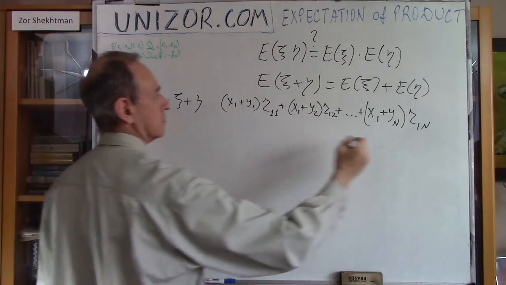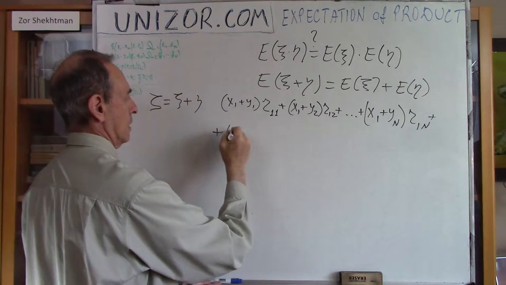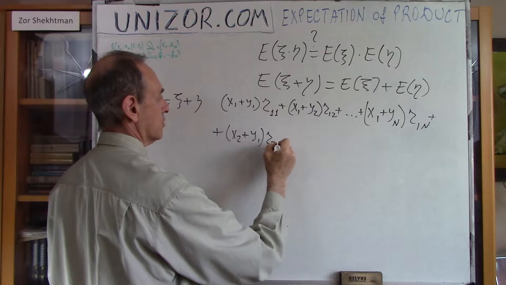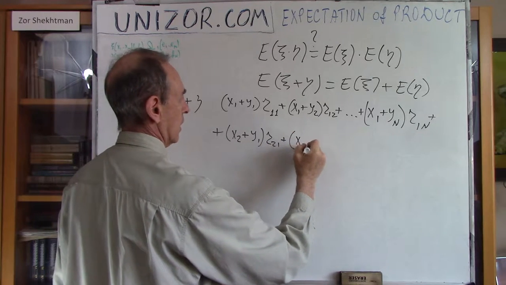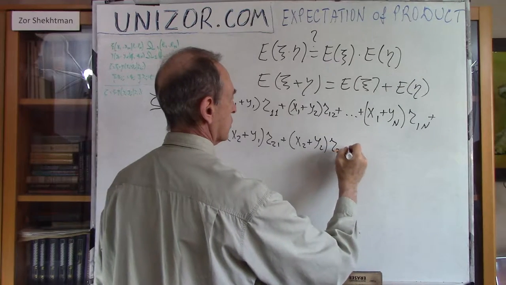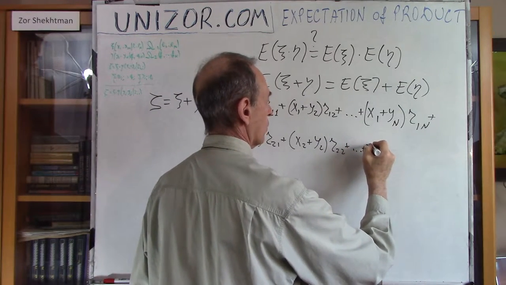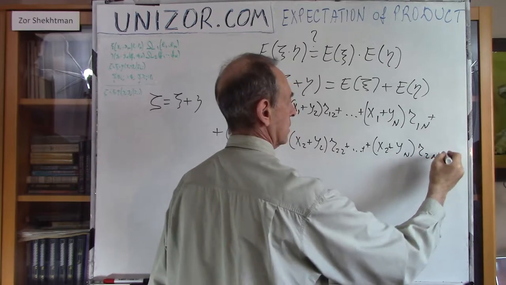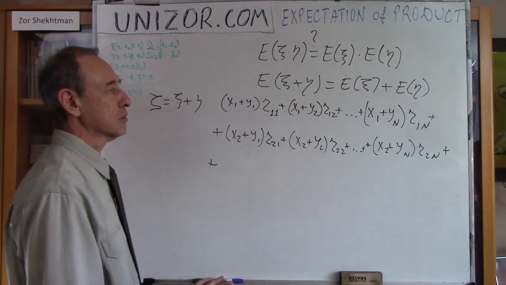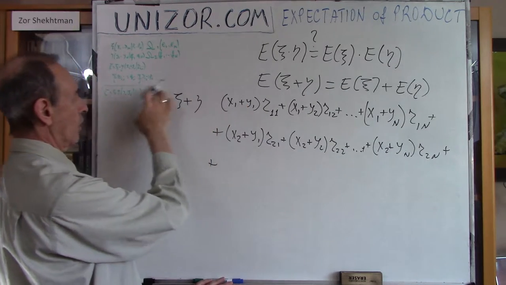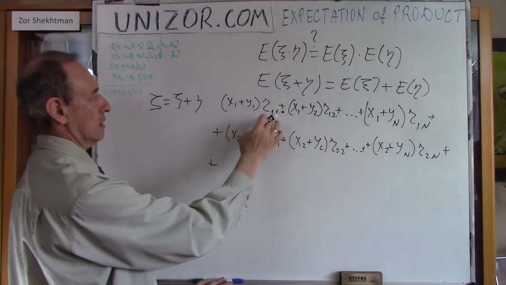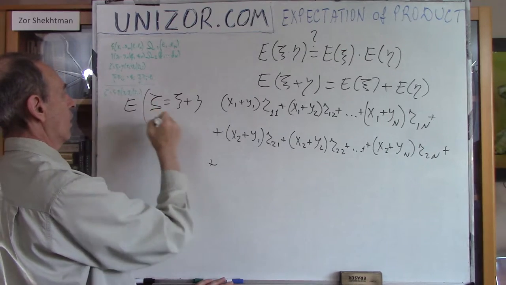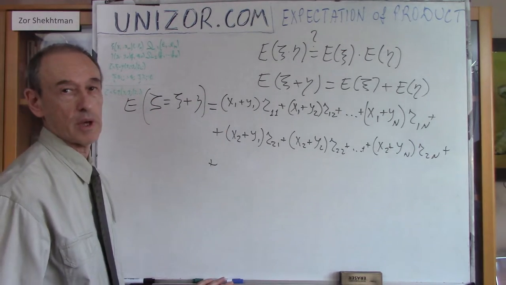Then my ξ can take value x2, and eta can take value y1, and probability will be r121. Also x2 y2 would be r22, and the last one in this row would be x2 yn, r2n, plus. So what are we doing right now? We are summarizing values of this variable times the probability of that value. So this is actually a mathematical expectation of this. That's what we are talking about right now.